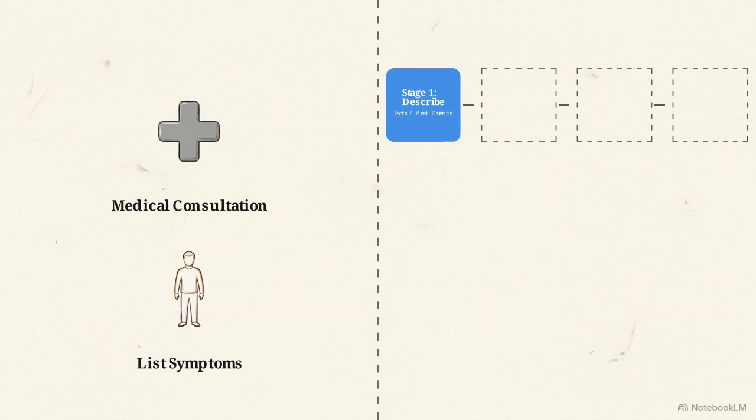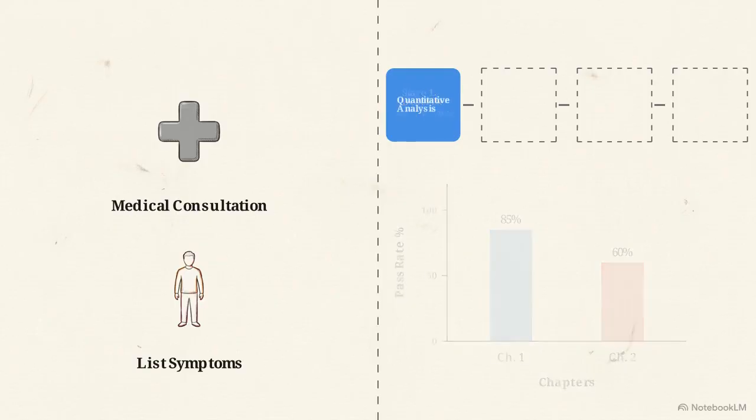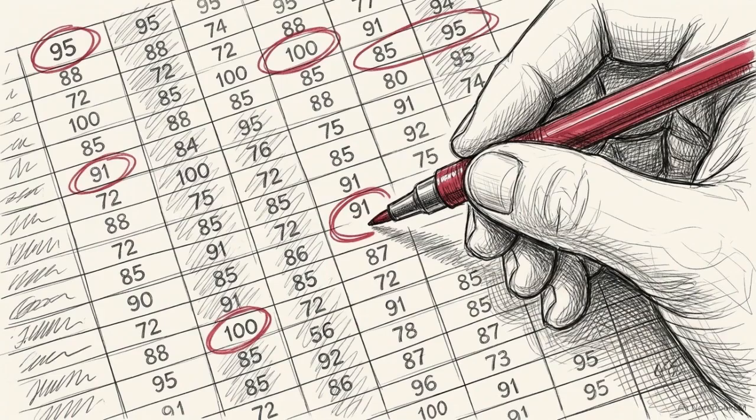This chart shows how that works in practice. We can look at the raw data to report and compare exactly how many students passed the Chapter 2 test versus Chapter 1. To execute this stage, we rely on quantitative analysis. We look at test averages, graduation rates, and LMS logins. We are looking exclusively at objective numerical data to answer questions like how many, how much, what percentage.